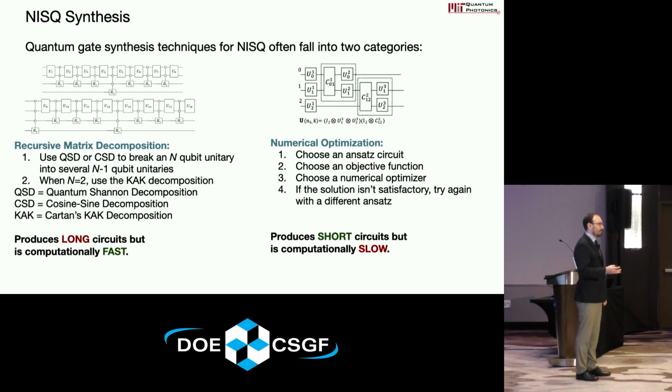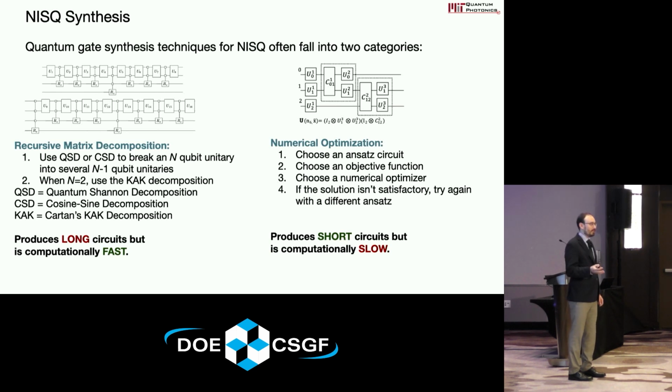NISQ synthesis techniques typically fall into one of 2 main categories. There's recursive matrix decomposition techniques. This is using techniques like the quantum Shannon decomposition or cosine sine decomposition to take an n-qubit unitary and break it into a sequence of n-1 qubit unitaries. And then you can repeat this recursively until you get to n equals 2, at which point you can use the CAN decomposition, which is known to give you optimal results for 2-qubit unitaries. These types of approaches tend to produce relatively long circuits, but be faster to run compared to the other main category, which is numerical optimization-based techniques.